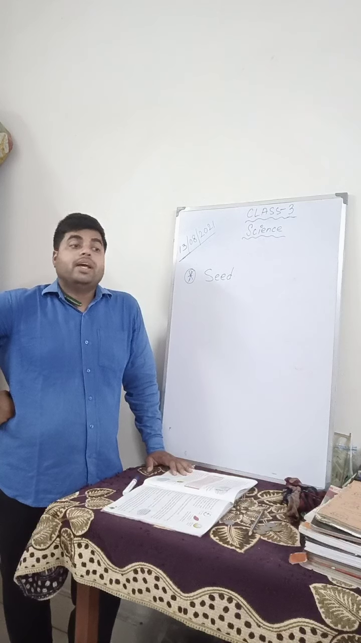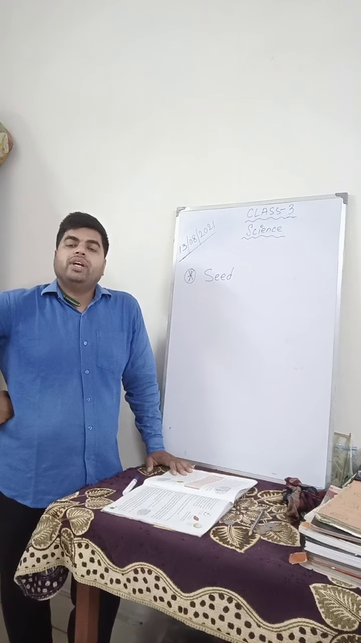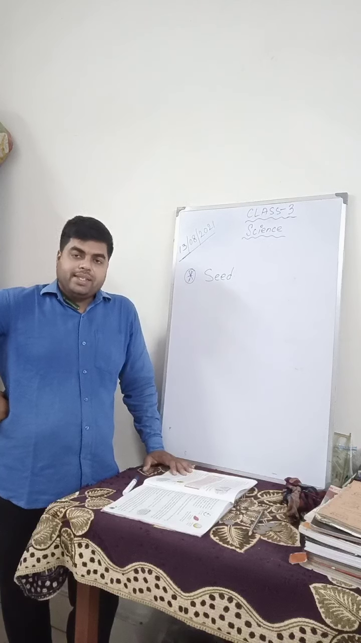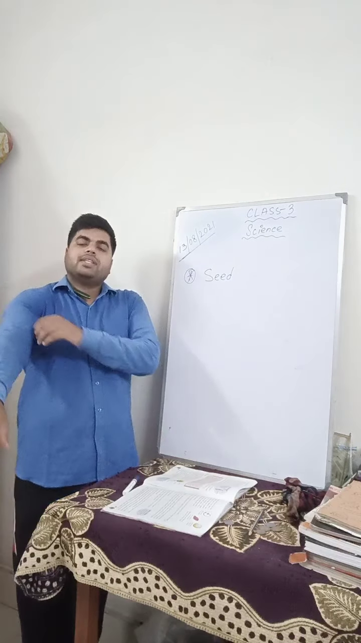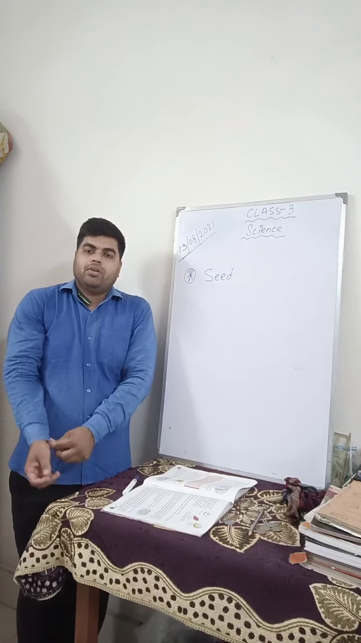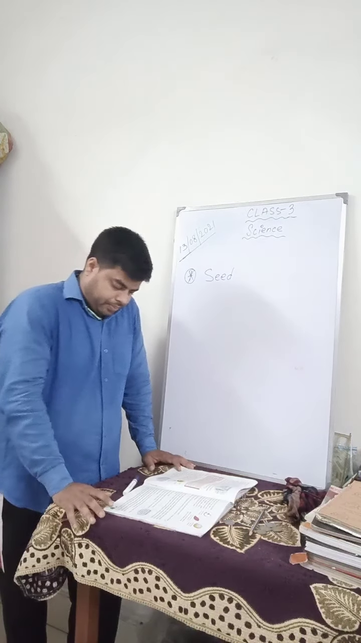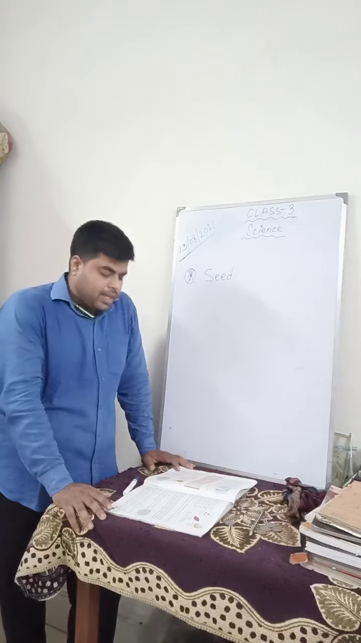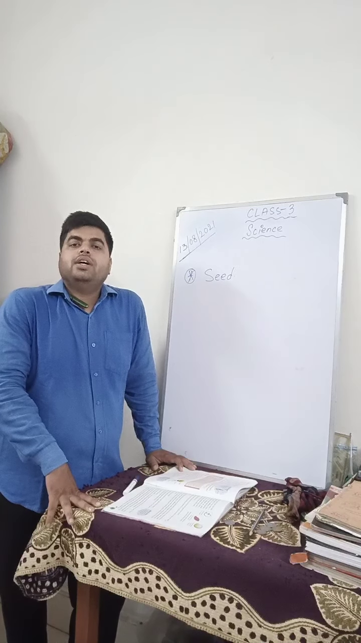For example, the rice we eat, this is a seed. The wheat we eat, the pulses we eat, the grams, all these are seeds that can be eaten by us. The next is the structure. That means how does the seed look?